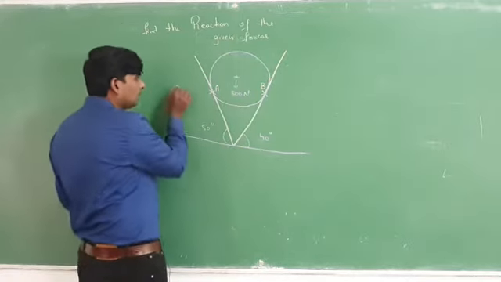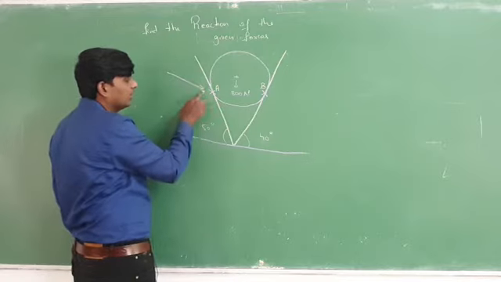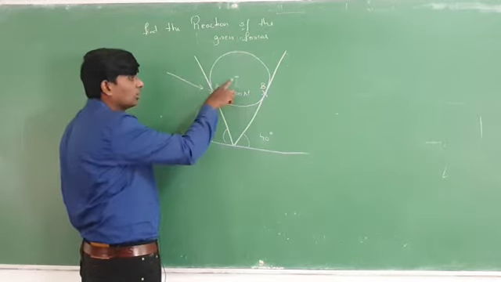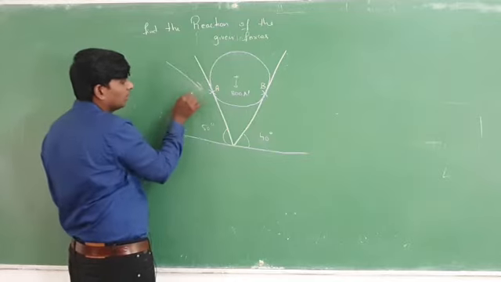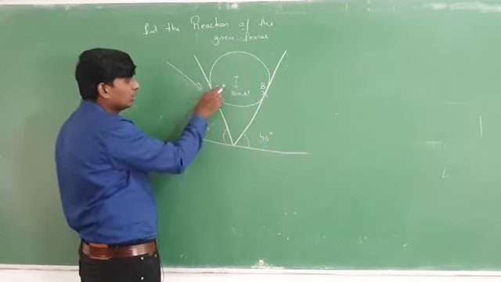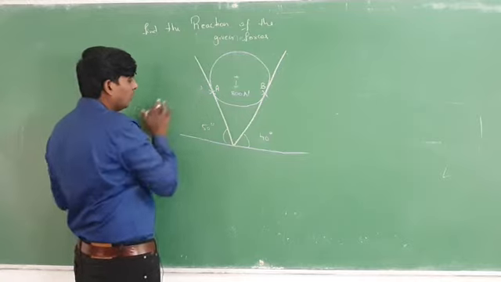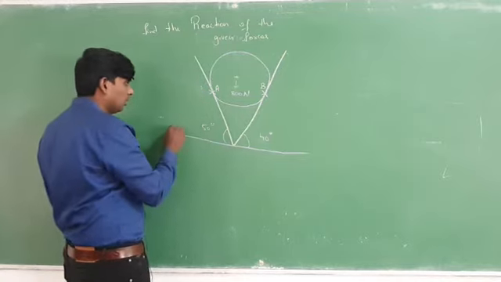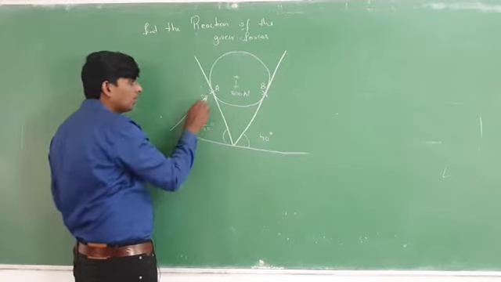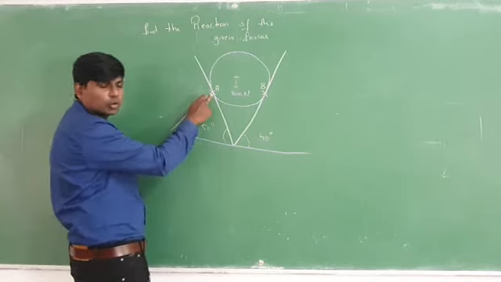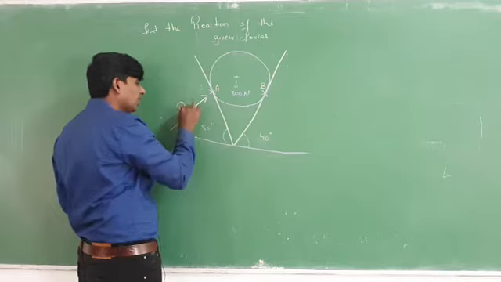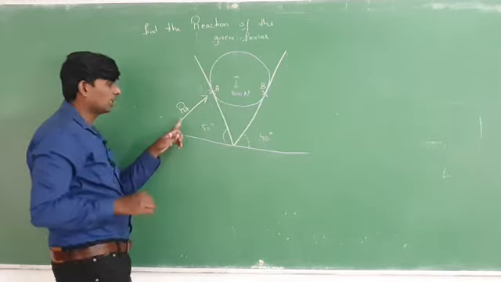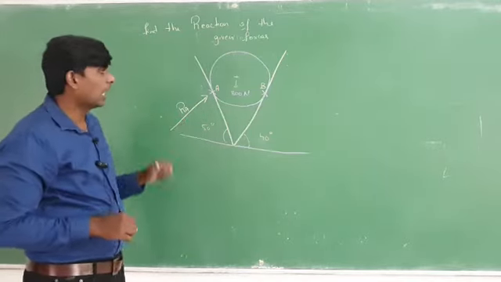See here, if I pass like this, it is touching this point, but it is not touching the center. Suppose if I draw a line like this, it will touch this point, but it will not touch the center. If I draw a line like this, after touching this point, it will touch the center. So this I can consider as the reaction RA.